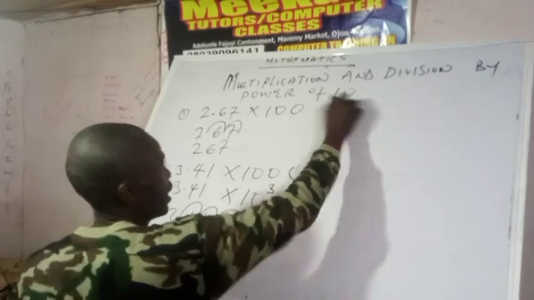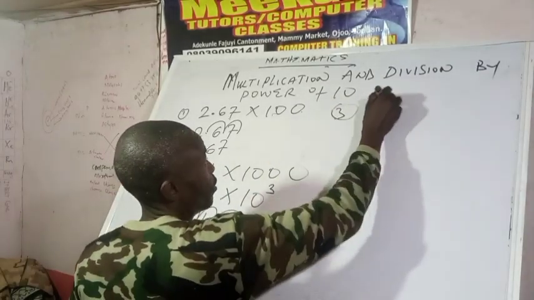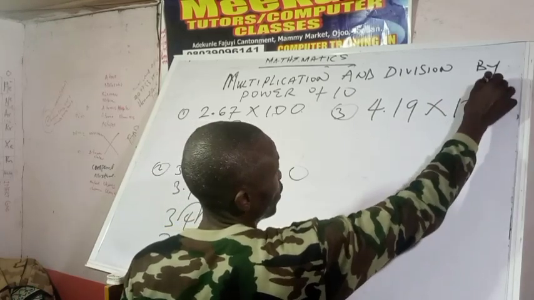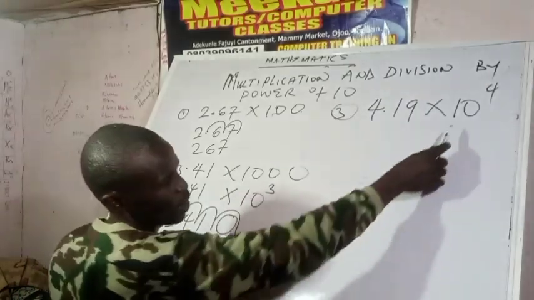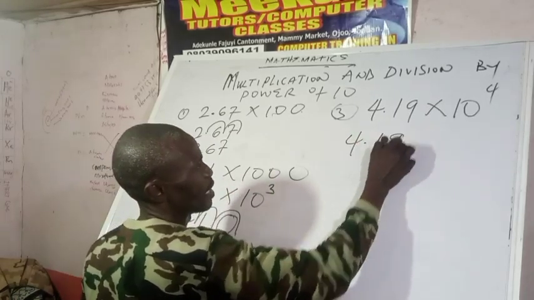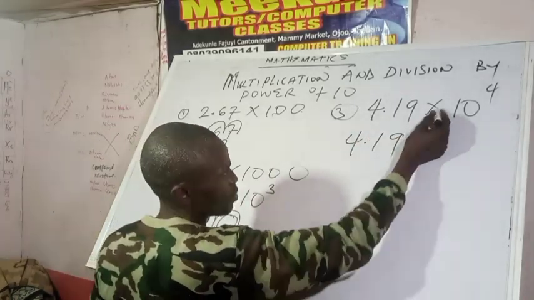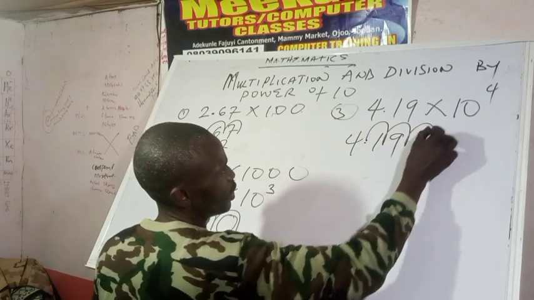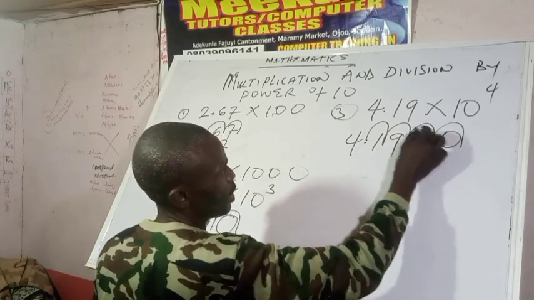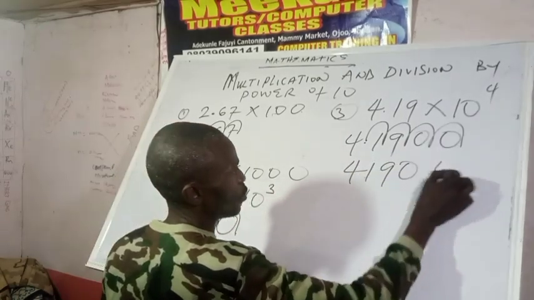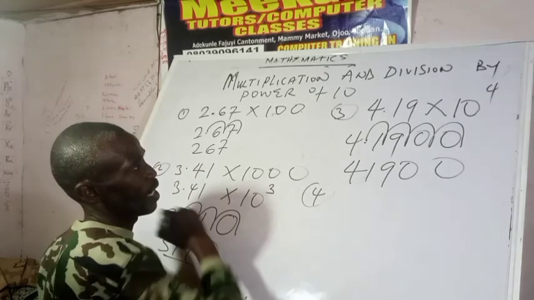Now, let's see another one. If you have 4.19 times 10 raised to power 4. You can see this one, you don't need to put it down. Common sense. You don't have to waste your time. 4.19, 4 times, because multiplication, you shift 4 times to the right. Let's go: 1, 2, 3, 4. You put 0 and 0 here. So my answer becomes 41900.